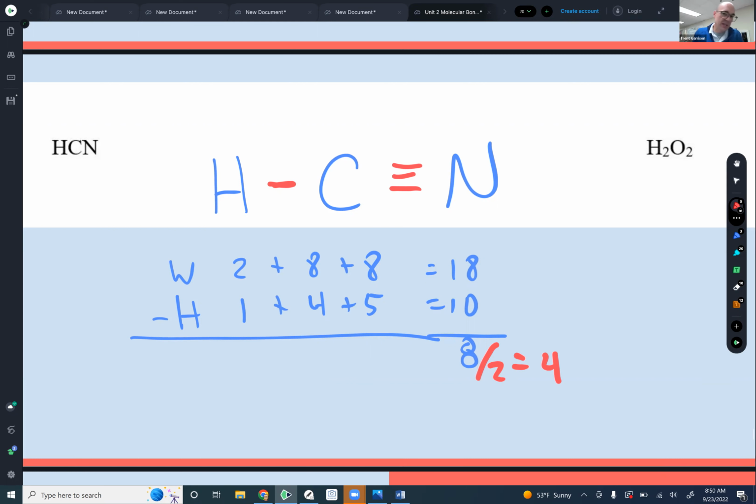This is everything that I wish to share with you about how to draw Lewis structures. You must trust this formula, want minus have, and then divide it by 2 to find out the number of bonds.